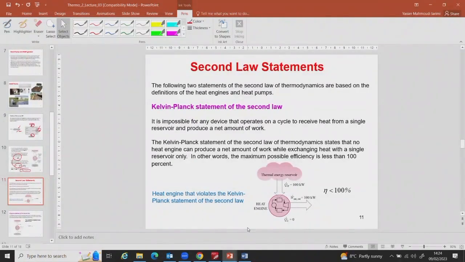Now, what is the second law of thermodynamics? The second law of thermodynamics has two statements based on these two main devices that we just described: the heat engine and the refrigeration or heat pump system. The first one is the Kelvin-Planck statement. It says that it's impossible that you build a device. Yes?